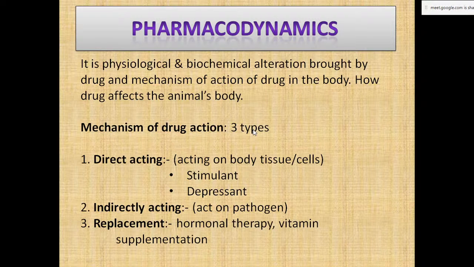That means the hormonal therapy, vitamin supplementation, mineral supplementation, where the hormones which are being produced in the body are being replaced with synthetic hormones, with the therapeutic agent. So the mechanism of action of the drug is classified into three main categories: direct acting, indirect acting, and replacement therapy. In the direct acting, you can say any drugs which directly act on the body and tissue. Say for example, drugs which are acting through the receptors, alpha receptor, beta receptor, that is stimulant and depression. Then indirect acting and replacement therapy.